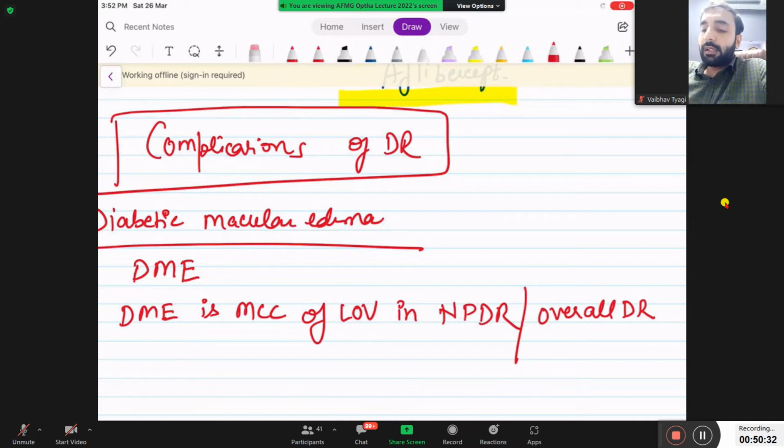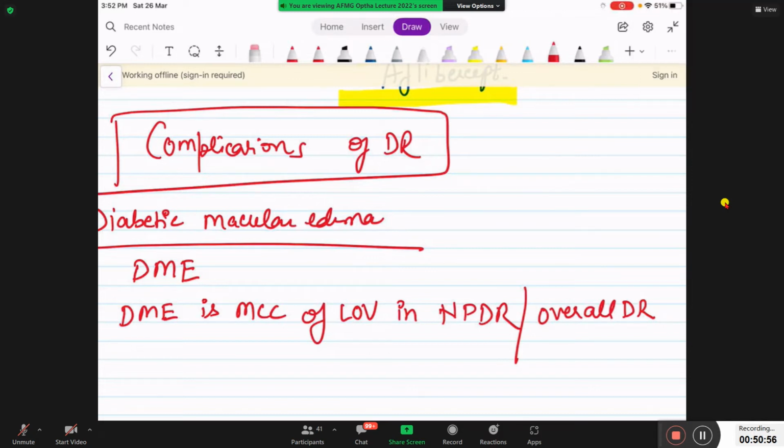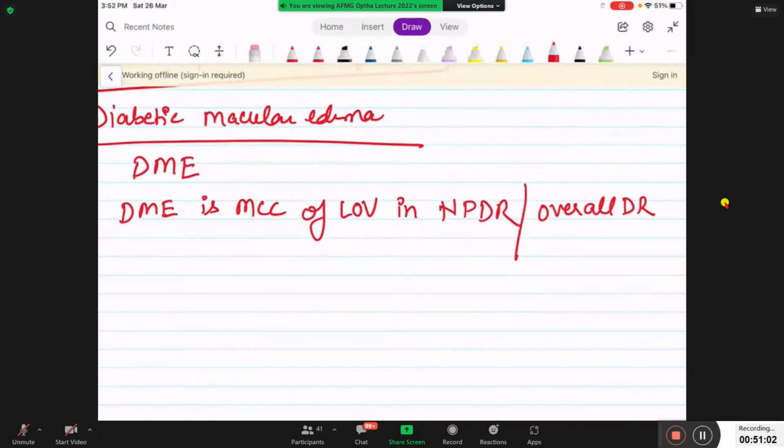So if they ask you in question, what is the most common cause of loss of vision in diabetic retinopathy? Answer will be diabetic macular edema. Okay. If they ask you which is the most common cause of loss of vision in NPDR, then also answer will be diabetic macular edema.